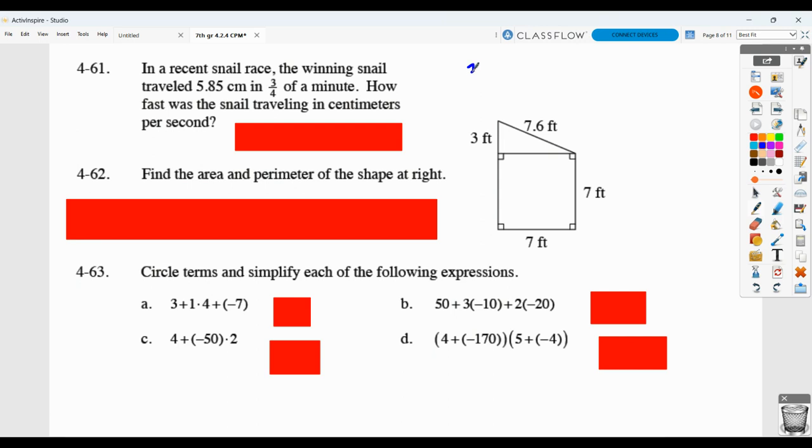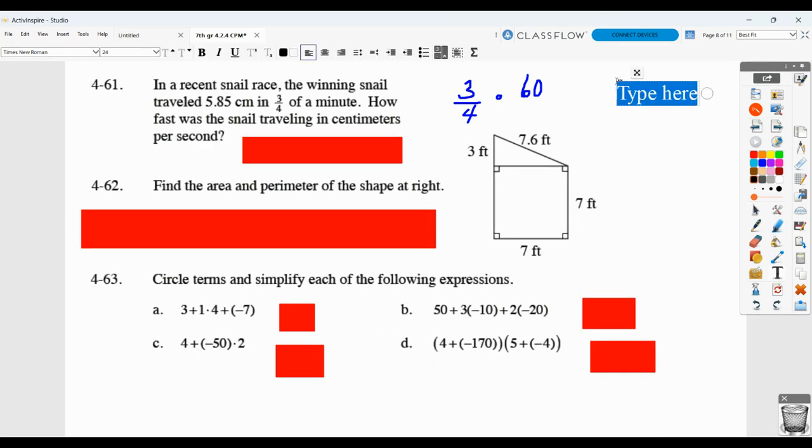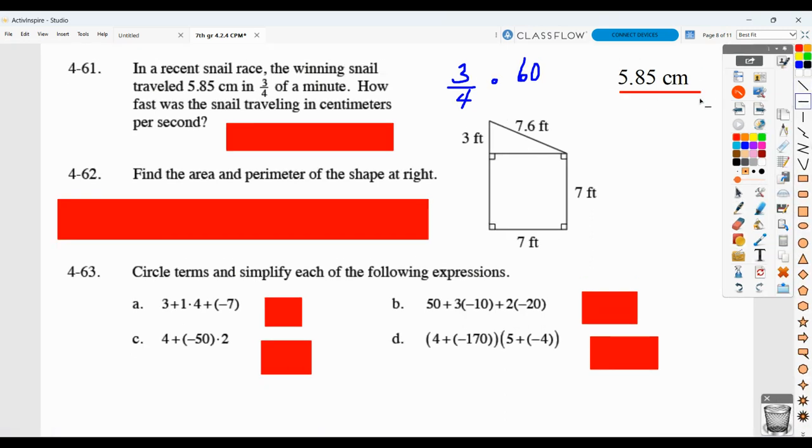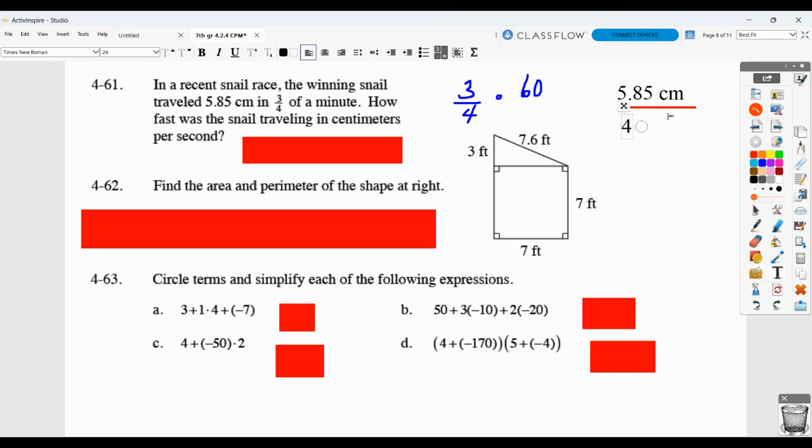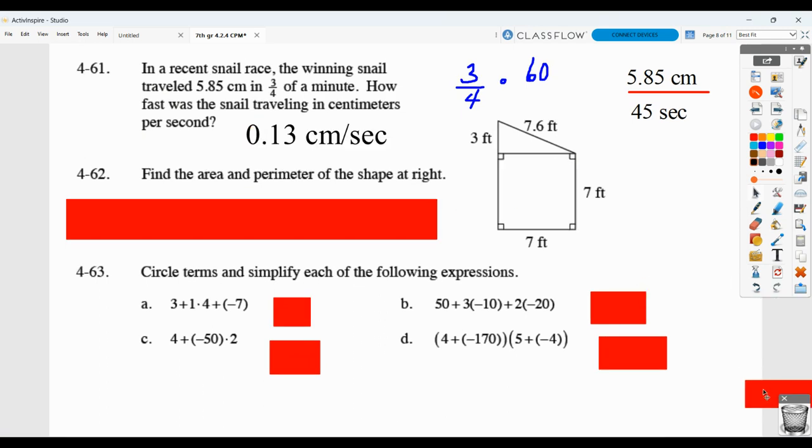So the first thing we would do is say, all right, 3/4 of a minute would be the same as 3/4 times 60 seconds in a minute. That would give us 45 seconds. So if it can travel 5 and 8,500 centimeters in 45 seconds, how far can it travel in 1 second? So we'd take 5 and 8,500 centimeters and divide it by 45 seconds, because again, we want to know how far it can travel in 1 second, per second, it says. And you would get 1,300 centimeters per second.